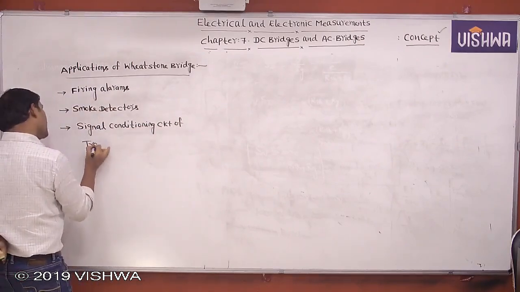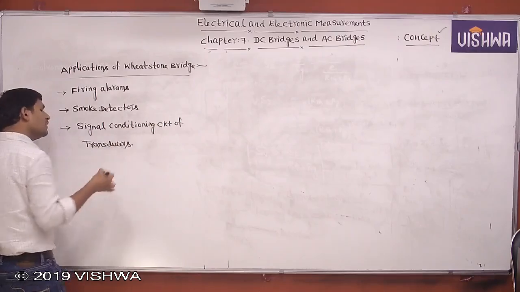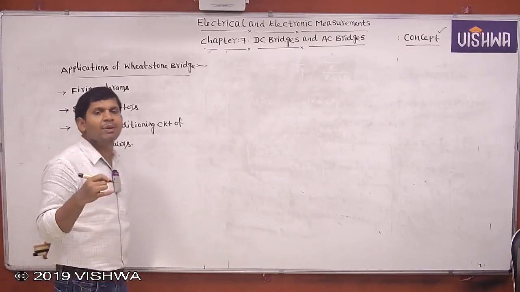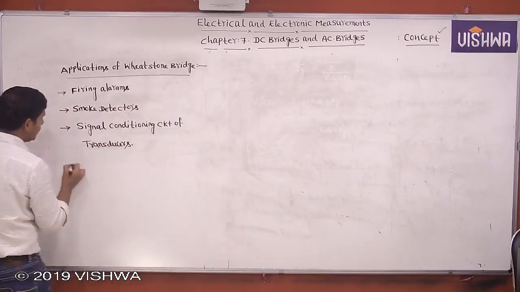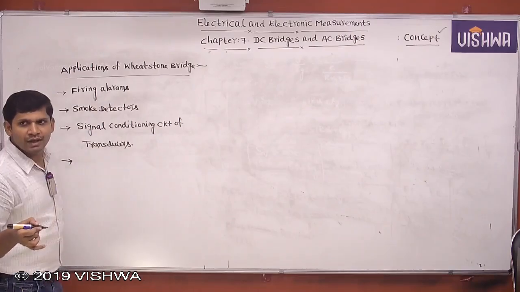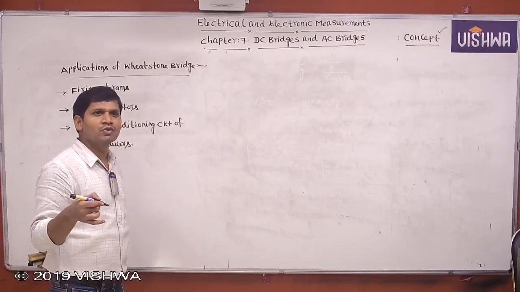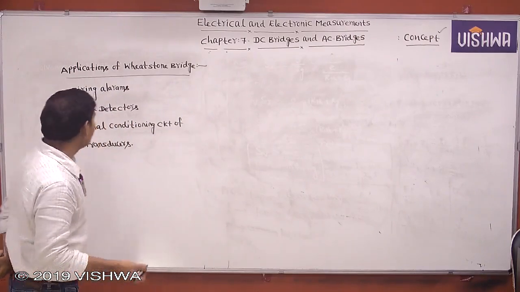You know what is the function of a signal conditioning circuit in transducers? That signal conditioning circuit will convert change of parameter into either voltage or current. In that application also we can use this Wheatstone bridge. One of the applications is in the case of the strain gauge transducer. In a strain gauge we can use the Wheatstone bridge.